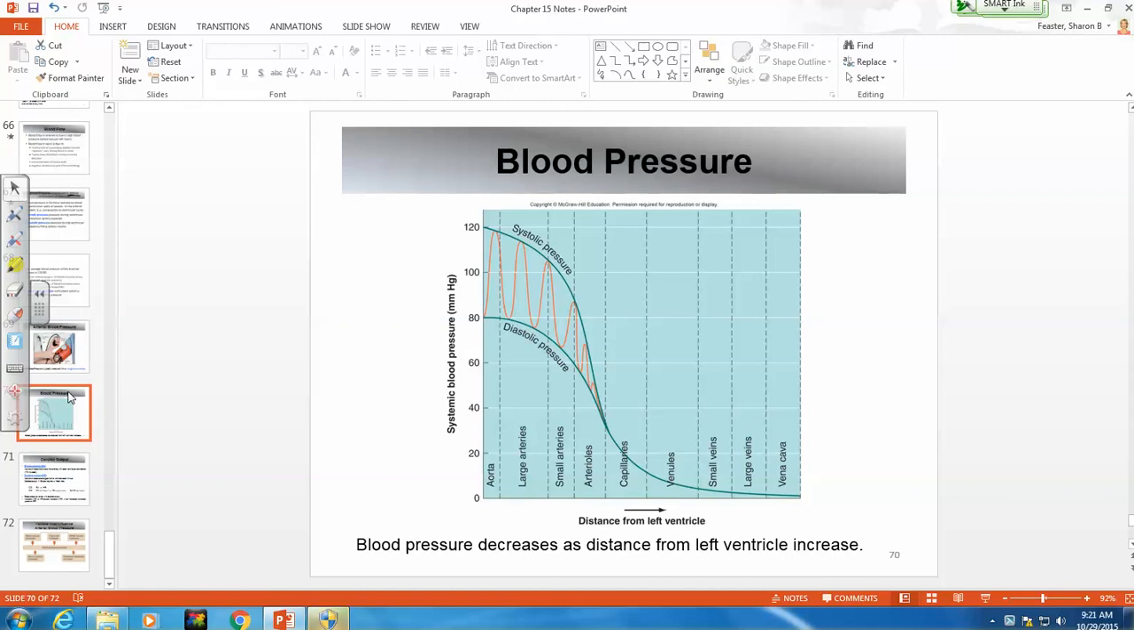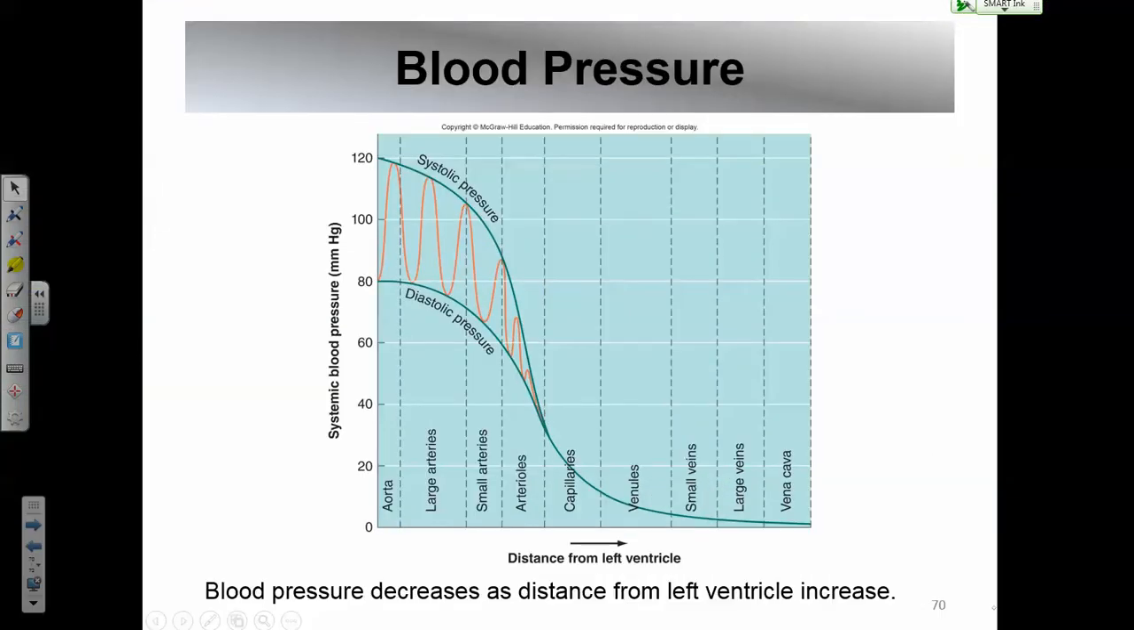I love this graph. If you look at it, this graph is showing you how your blood pressure changes as it moves away from the heart. So you start in the aorta.